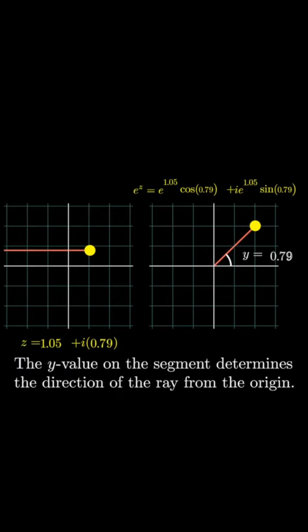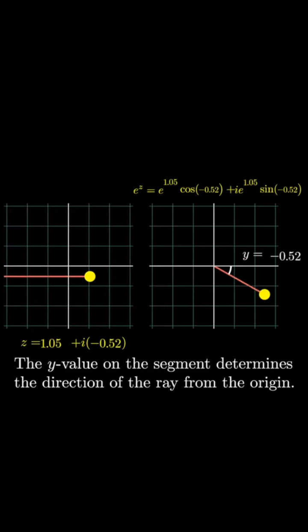The y-coordinate of an input z on the horizontal line segment determines the direction of the ray when we measure it counterclockwise from the positive x-axis. So the complex exponential gives us another way to think about polar coordinates in trig.